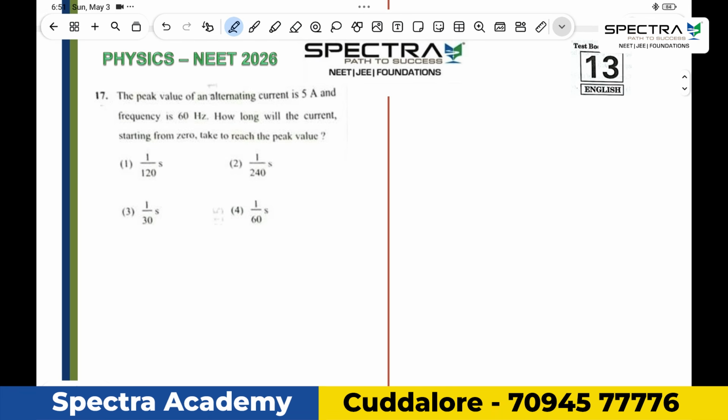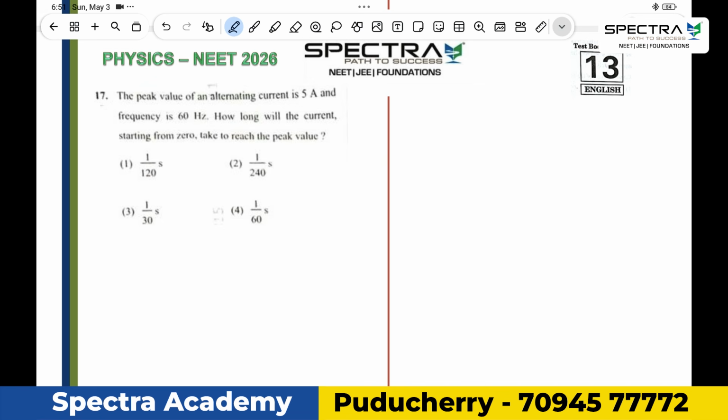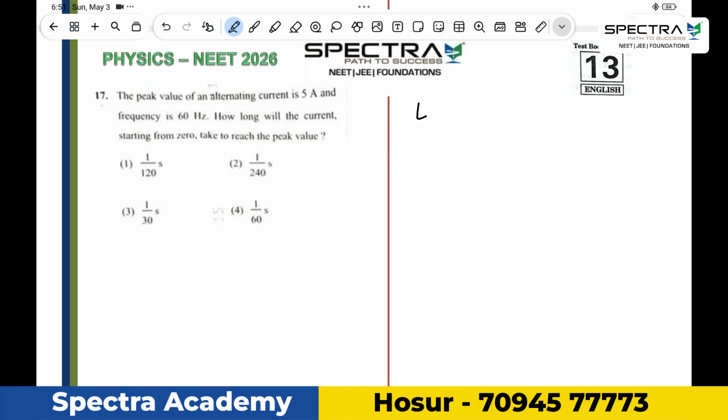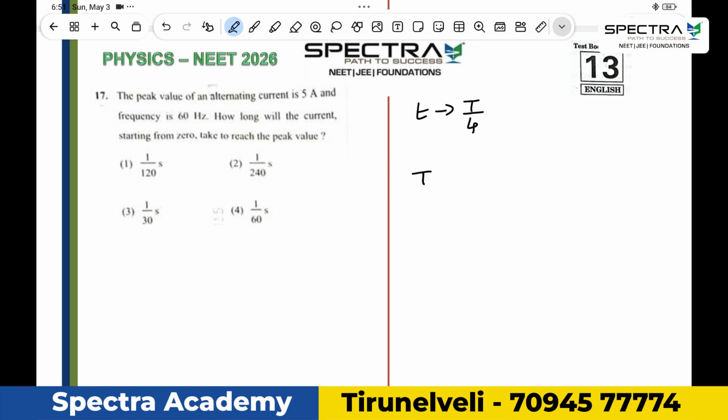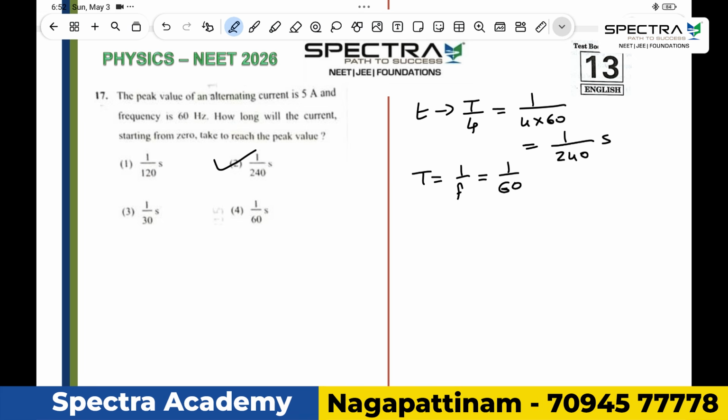Now question number 17 is, the peak value of alternating current is 5 ampere and the frequency is 60 hertz. How long will the current starting from 0 take to reach the peak value? You know the time taken to reach the peak value is T by 4. And what is the time period? Time period is the reciprocal of frequency, that is 1 by 60. So what will be the time? 1 by 4 into 60. That will give you answer as 1 by 240 seconds. So that is also option 2.